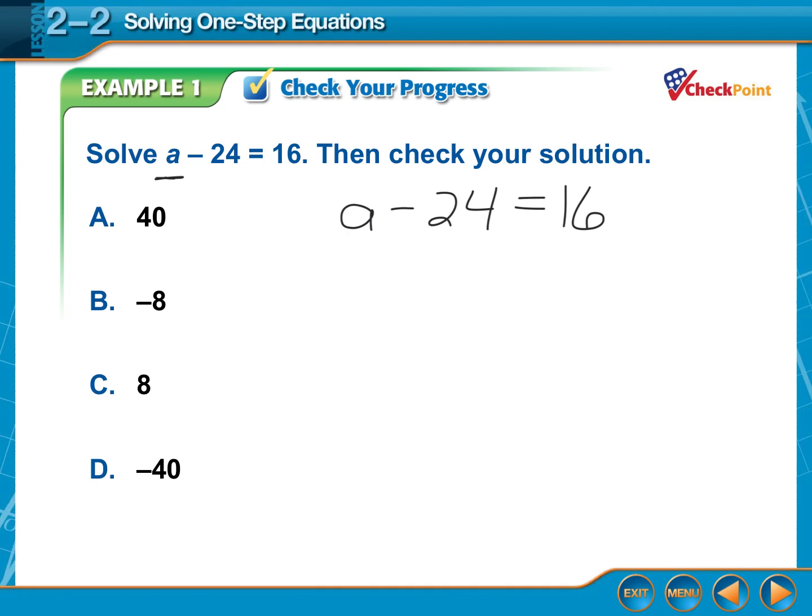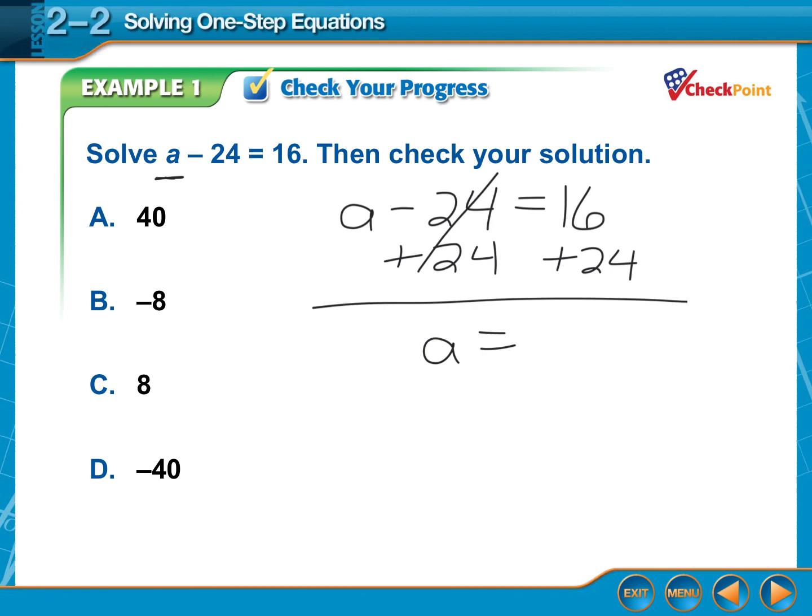Right now, what is the relationship between A and 24? They're not like terms, but they're subtracting each other. So we want to do the opposite to get A by itself. What's the opposite of subtract? Addition. So we're going to add 24 on both sides. That causes these to cancel out. What is 16 plus 24? 40. So our answer, A is by itself, so we're done.